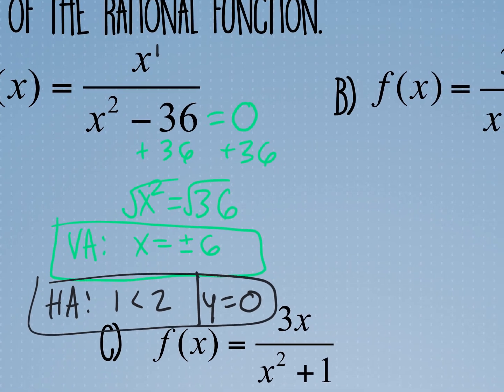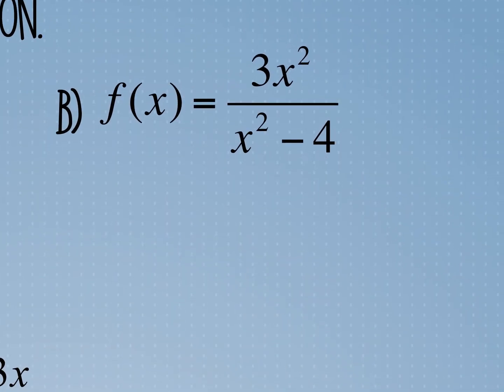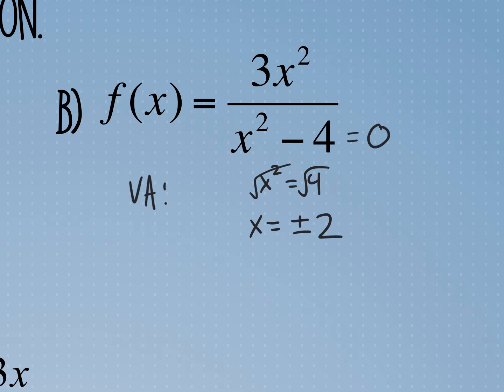Alright, let's look at B. Are we going to be graphing them today? Tomorrow. So to find our vertical asymptote, what do we do? Set the denominator equal to 0. So x squared is equal to 4. Take the square root. So what's x equal to? Plus or minus 2. So that's our vertical asymptote.